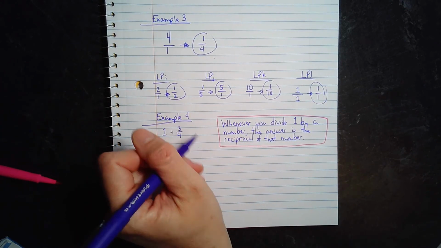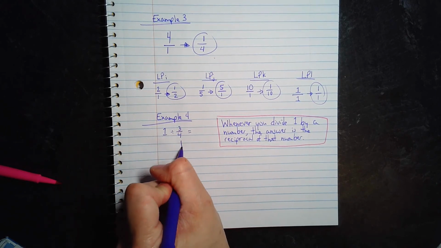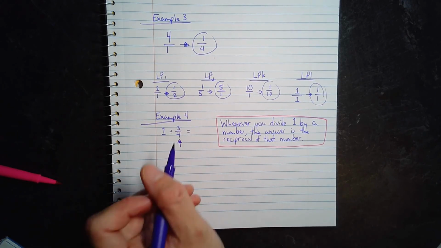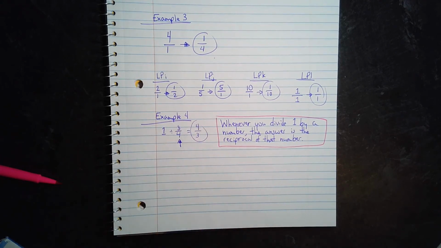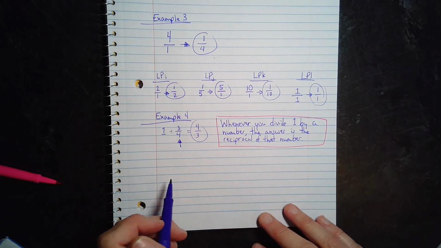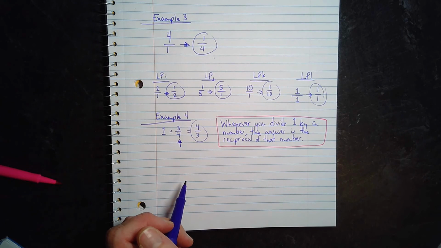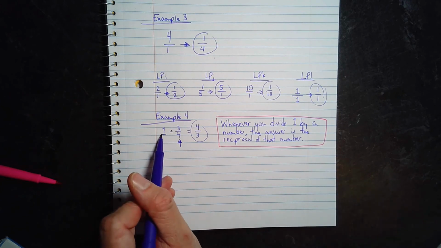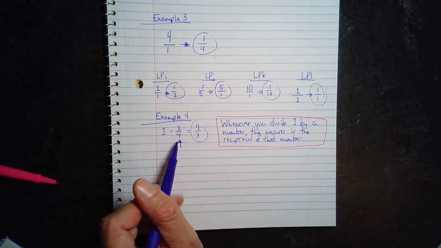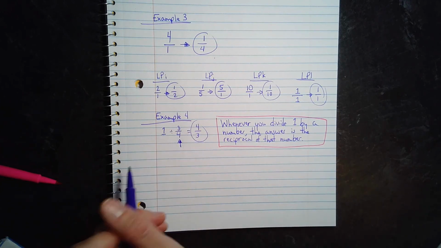So 1 divided by 3/4, this is the number, okay? So the rule is the answer is going to be the reciprocal of that number, which we could simplify to 1 1/3. So if we look at the practice, I just want you to follow this rule. Whenever you're doing 1 divided by a fraction, the answer is going to be that fraction flipped around.